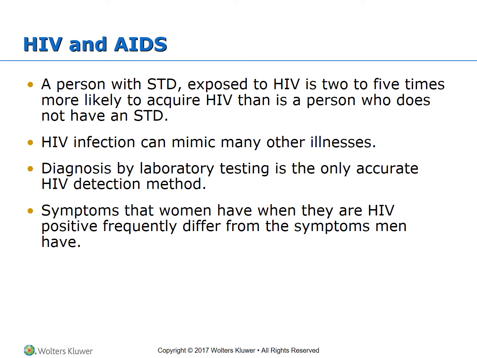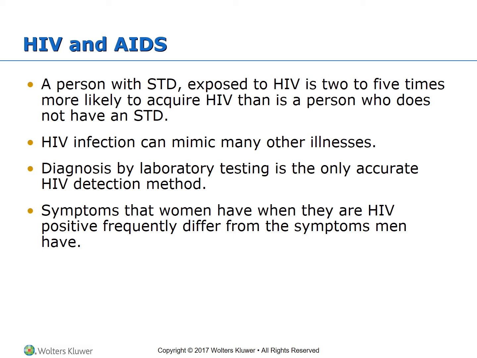So a person with an STD who is exposed to HIV is 2 to 5 times more likely to acquire HIV than a person who does not have an STD. An HIV infection can mimic many other illnesses. Diagnosis by lab testing is the only accurate HIV detection method, and symptoms that women have when they are HIV positive frequently differ from symptoms men have.